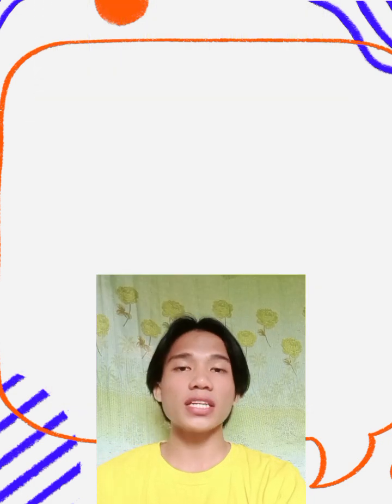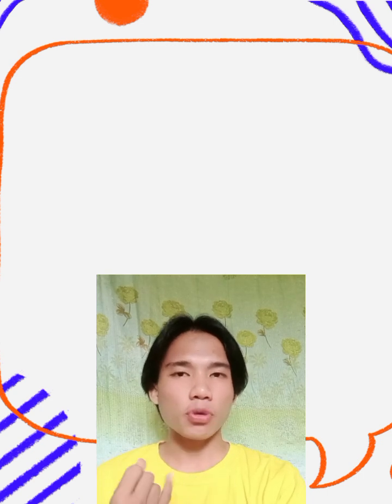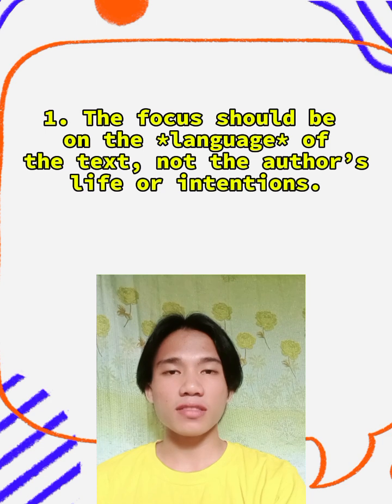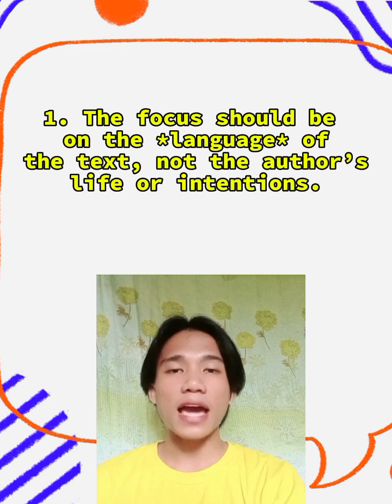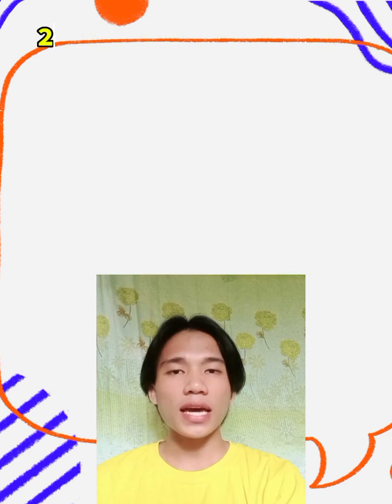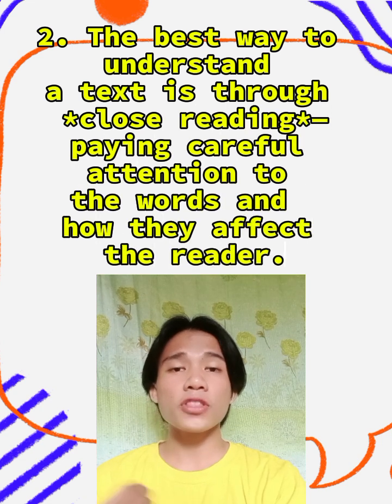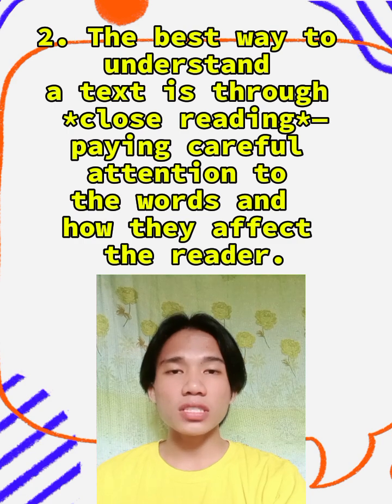So they shared two key ideas. Number one, the focus should be on the language of the text, not the author's life or intentions. And number two, the best way to understand a text is through close reading, which means paying careful attention to the words and how they affect the reader.